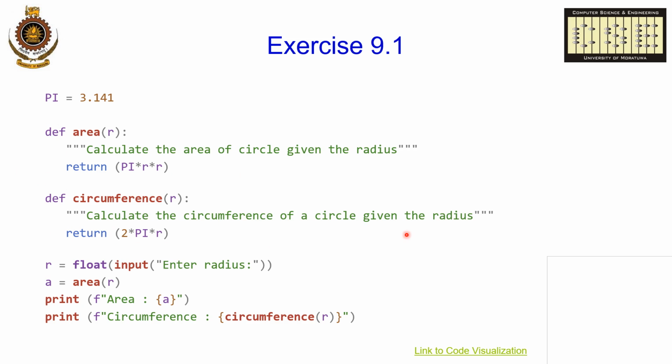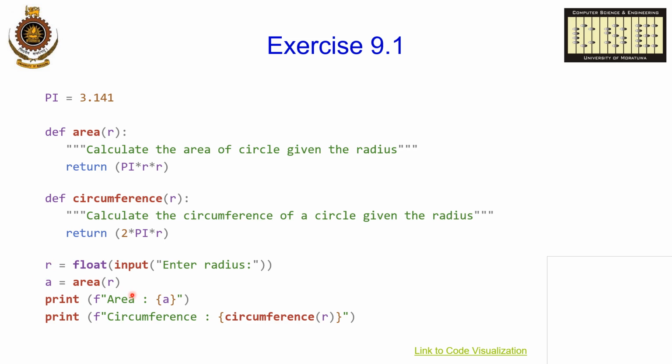In the rest of the program, now we have to call the functions, but before calling them we have to ask the user for the radius. It's a floating point value, so some decimal points are typically available. So we say enter radius, we take the input, and we store it in r.